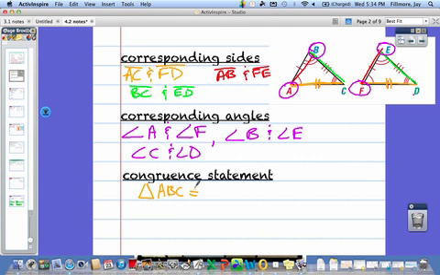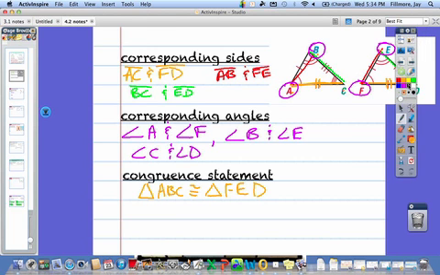And then write my congruent symbol and write my other triangle. But when I write my other triangle, the letters have to remain in the same order. So if A came first, the corresponding angle F should come first. If B comes first, then E should come first. And if C is last, then D should be last. So that's my congruent statement.